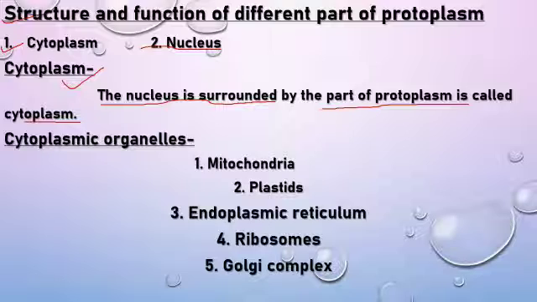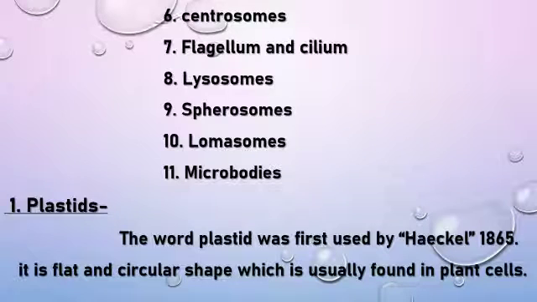In the cytoplasm, different types of cytoplasmic organelles are found. Here we will discuss one by one the cytoplasmic organelles. The first organelle is the mitochondria. The next one is the plastid, then the endoplasmic reticulum, the ribosomes, the Golgi complex, the centrosome, the flagellum and the cilium, the lysosome, the spherosome, the lomesomes, and the microbodies.